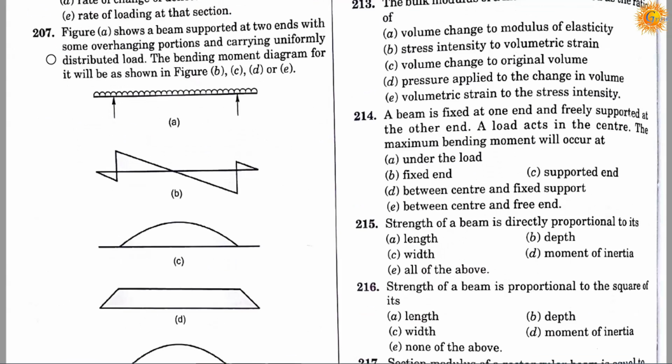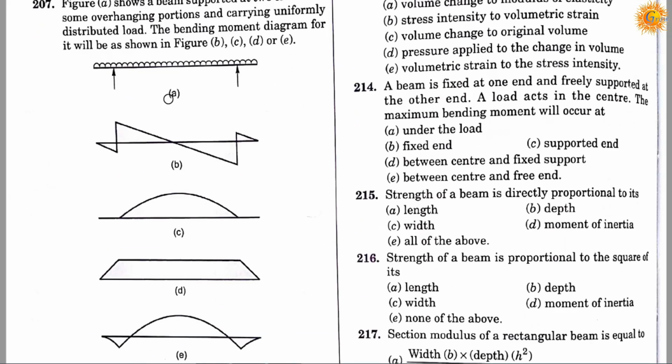Question number 207. Figure A shows a beam supported at two ends with some overhanging portions and carrying uniformly distributed load. The bending moment diagram for it will be as shown in the figure B, C, D, or E.